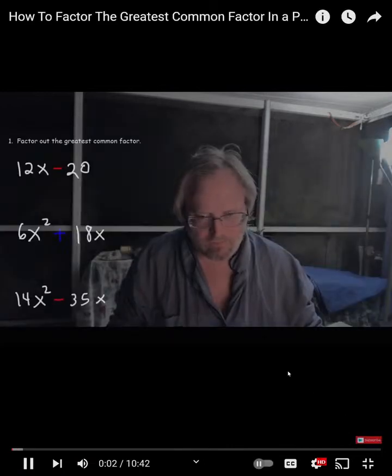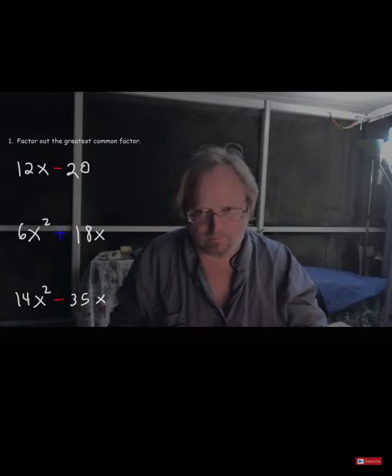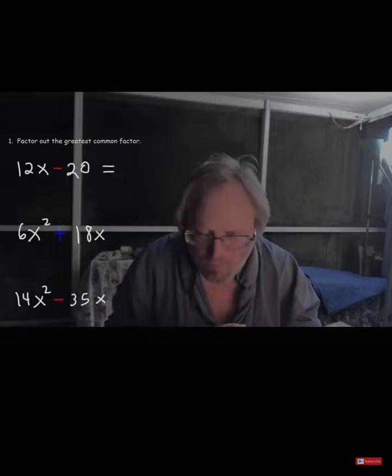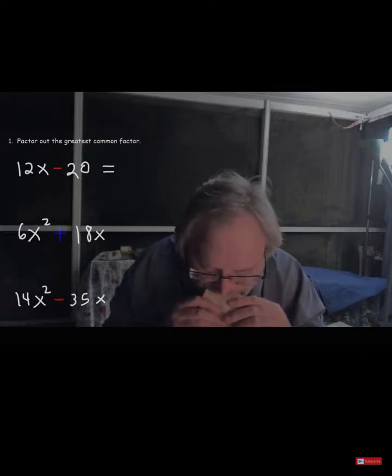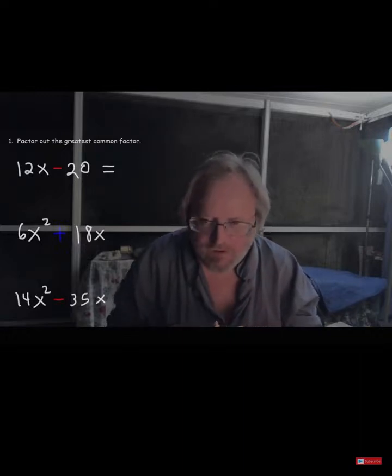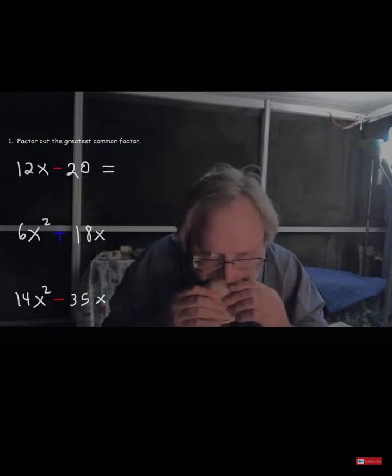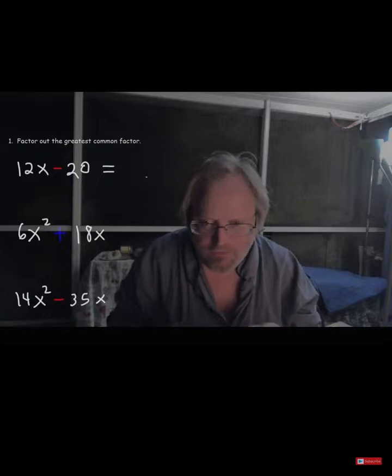In this video, we're going to talk about how to factor out the greatest common factor, or the GCF. So let's start with the first example. We have a binomial, which consists of two terms, 12x and negative 20. How can we take out the greatest common factor? What is the highest number that goes into 12 and 20? 12 and 20 are multiples of 2 and 4. But 4 is greater than 2, so 4 is going to be the greatest common factor of 12 and 20.